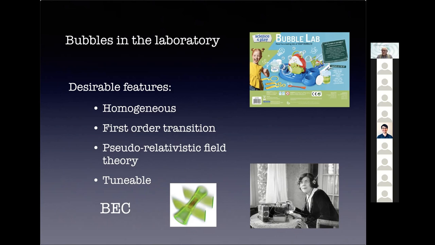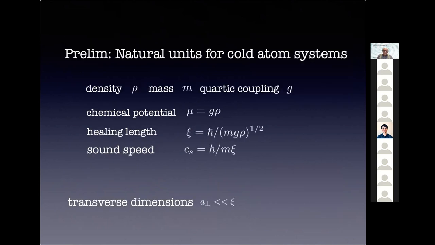So we'd like to have all these features, and especially the tunable requirement here leads us naturally to look at the possibility of using cold atom or Bose-Einstein condensate systems. Liquid helium, for example, has regimes where it has first order phase transitions, but it doesn't have the same tunability that a Bose-Einstein condensate system would have. So I'm going to describe some cold atom systems.